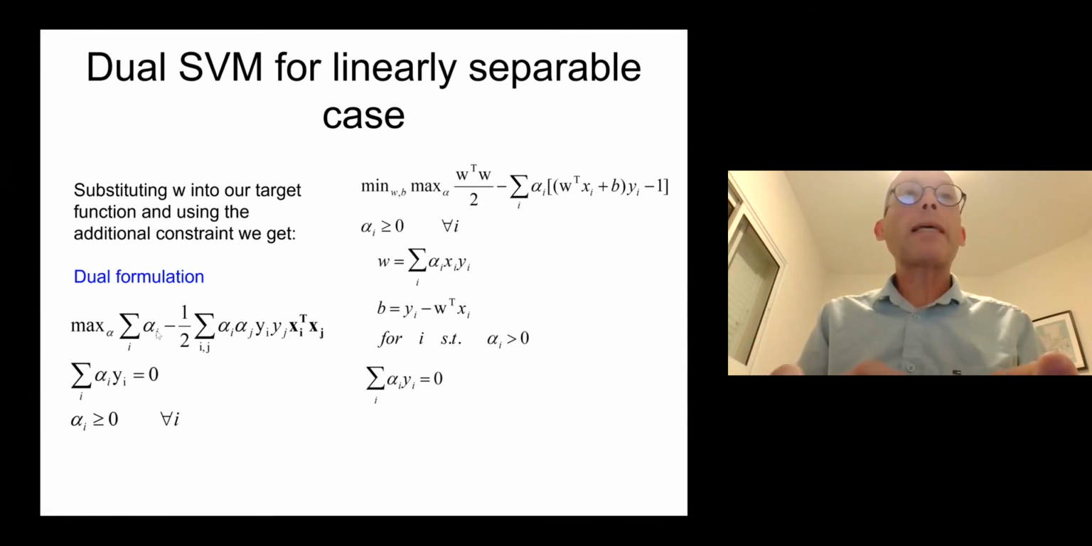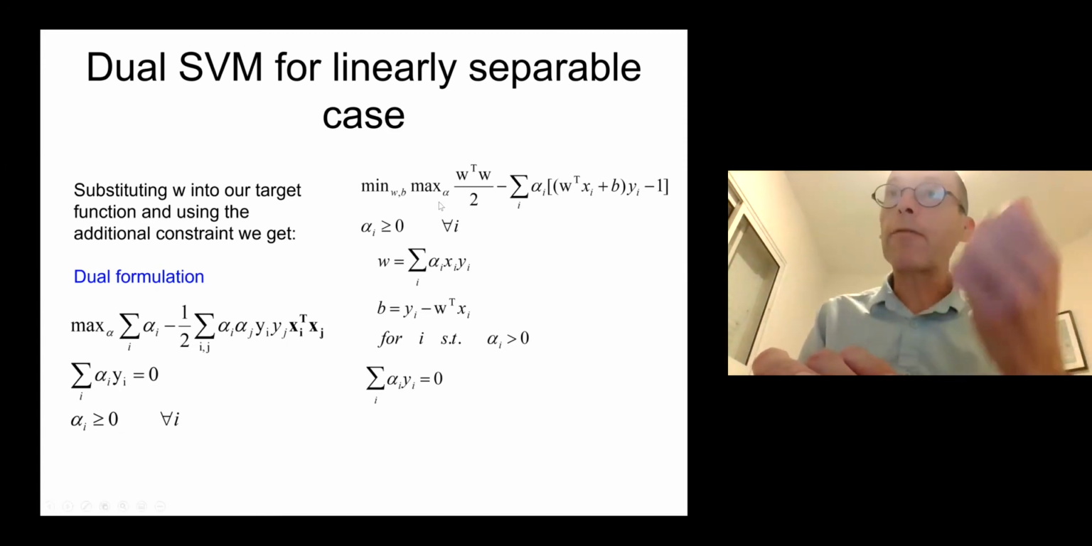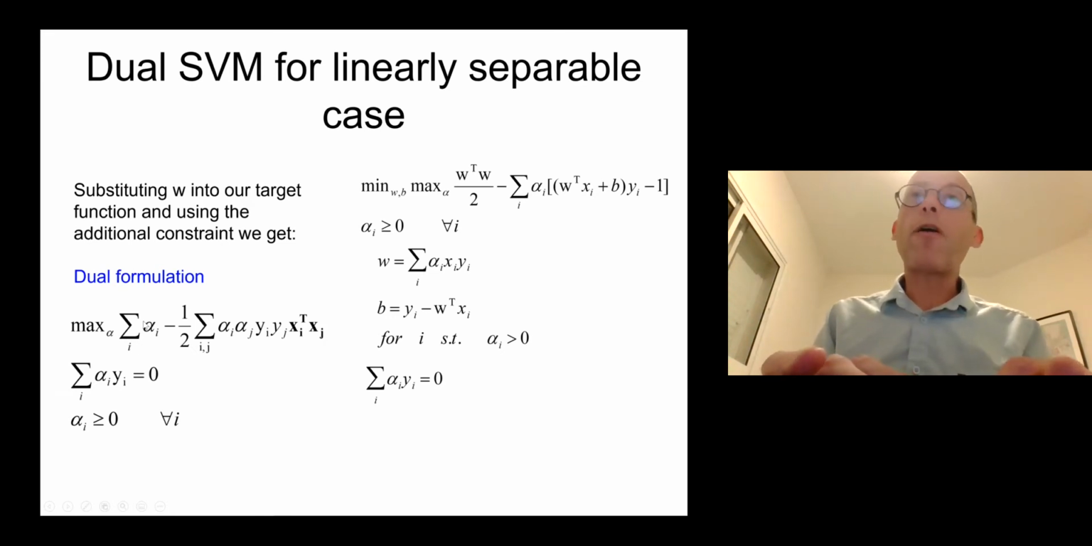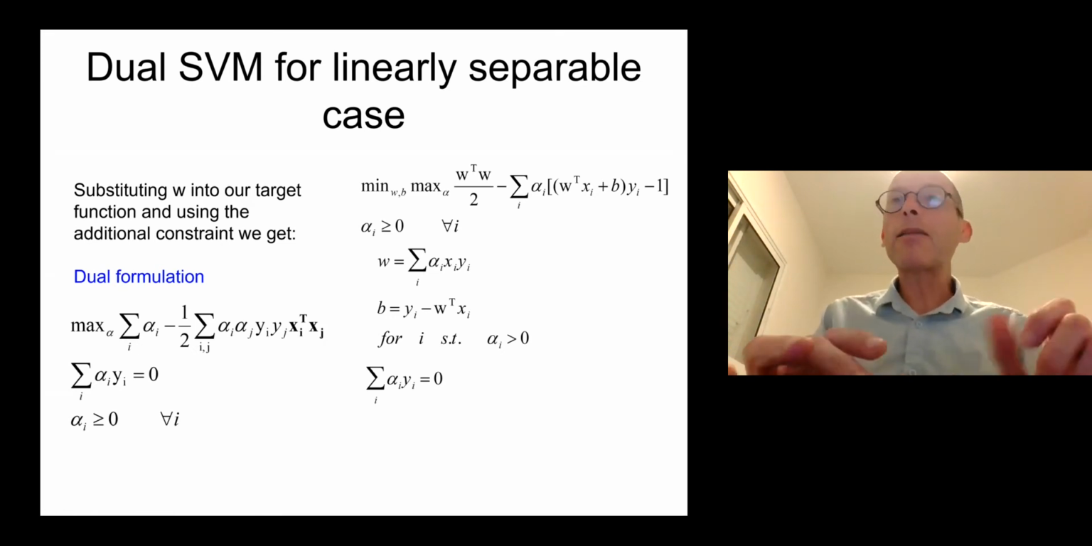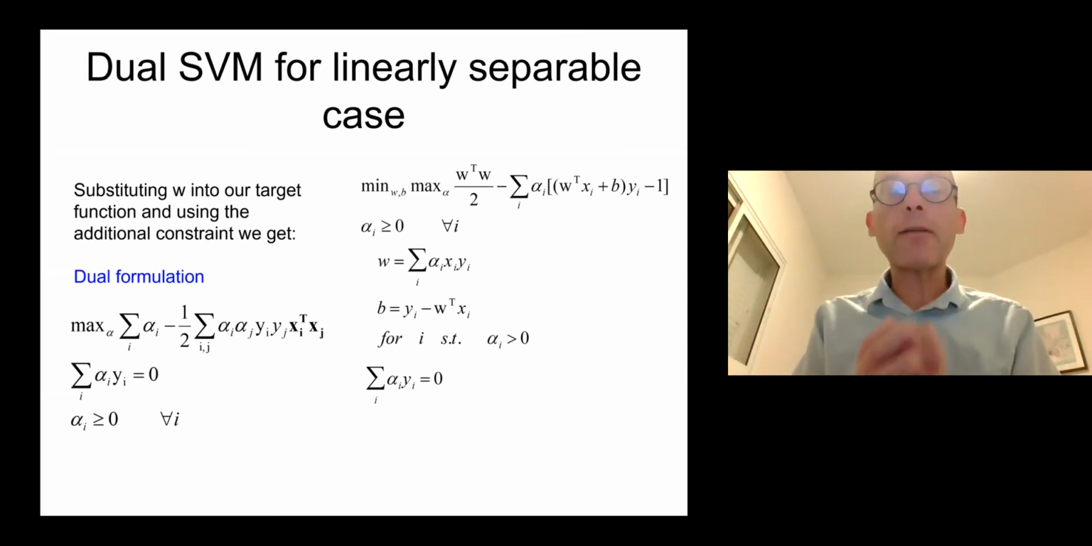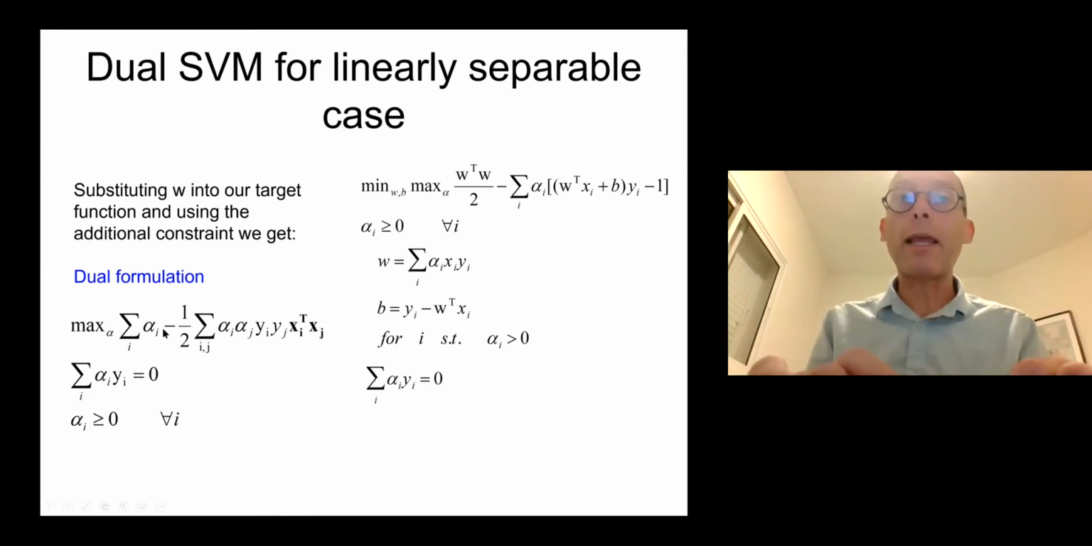Okay, so this is the equation we got from substituting everything we derived into the optimization function. And this is the new optimization function that we got. This is called the dual formulation of support vector machines. There are a few interesting things to notice when we look at this. First, W disappeared from our parameter set. The only parameter we have here is alpha I.